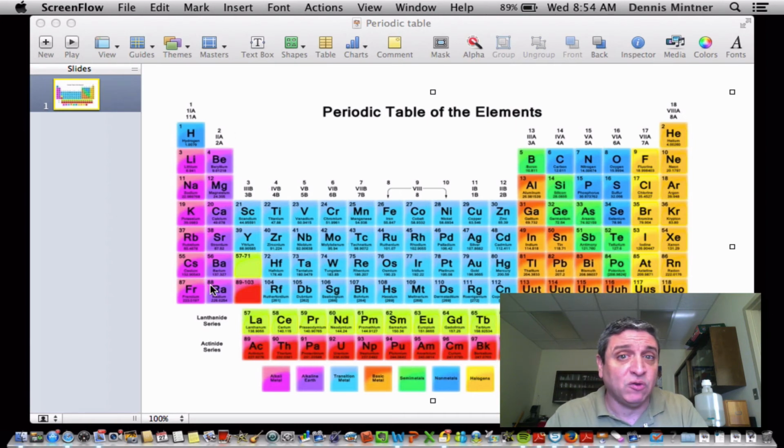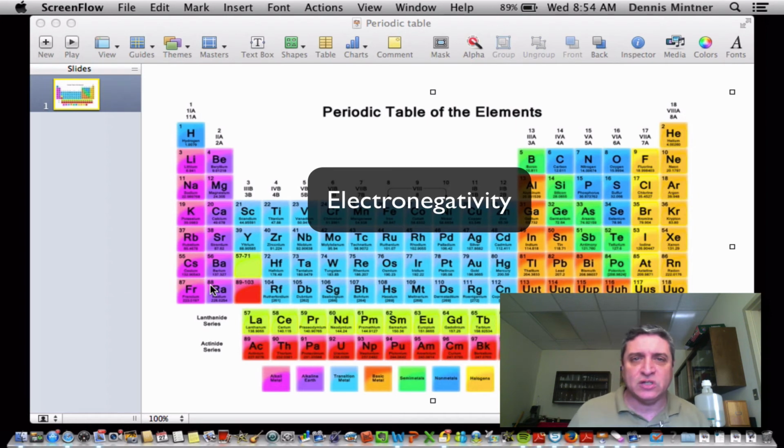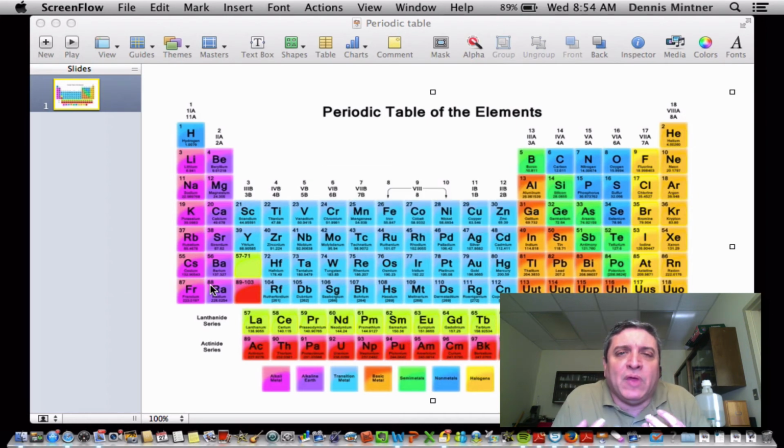The last one is electronegativity, and it's similar to ionization energy. It is how tightly that atom or that element wants to hold its electrons, how hard it is to take them away, how tightly it holds them. So same as ionization energy, if I go across, it holds them tighter. As I go down, bigger shells, it holds them more loosely. So those are the trends.